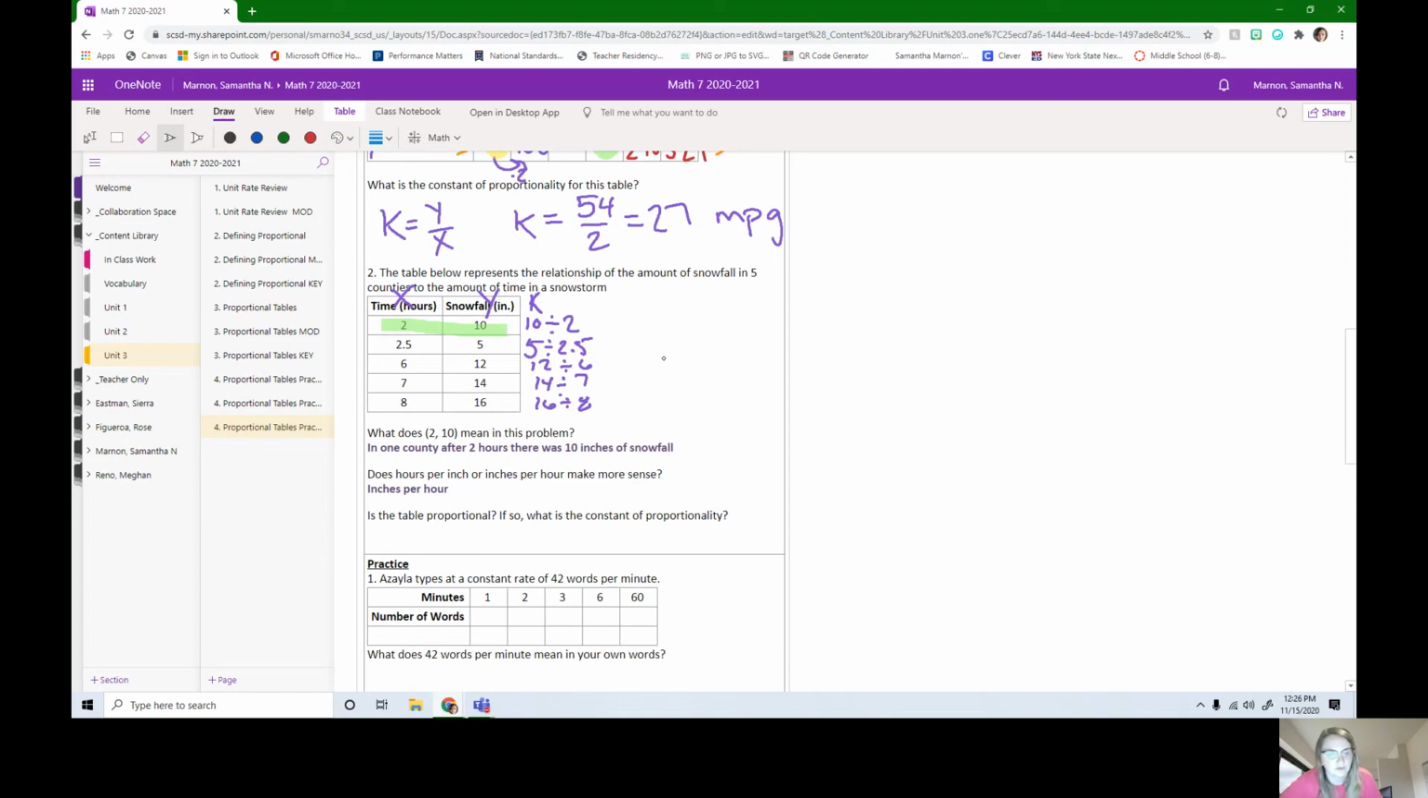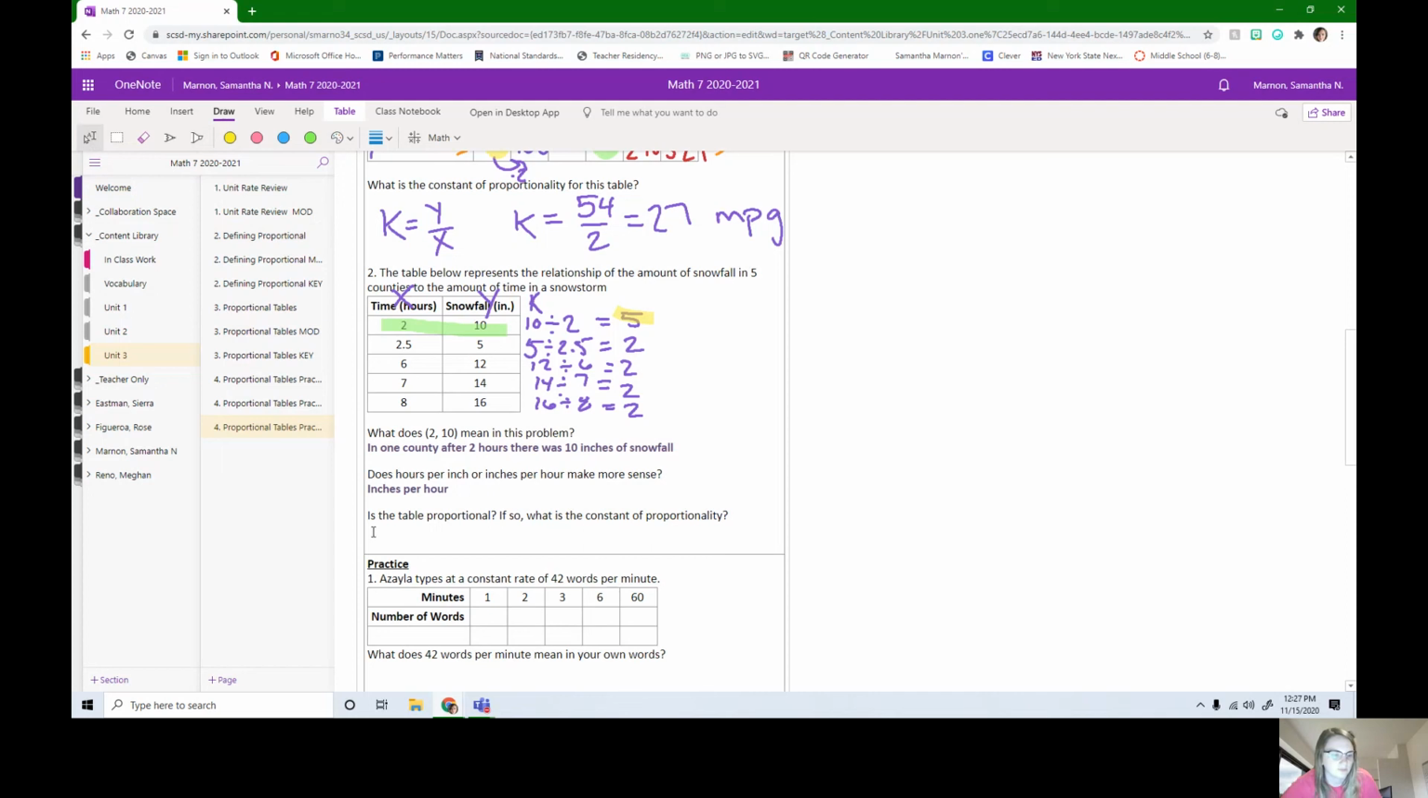So if you do these on a calculator or in your head, we get 10 divided by 2 is 5. 5 divided by 2.5 is 2. 12 divided by 6 is 2. 14 divided by 7 is 2. 16 divided by 8 is 2. So already I'm seeing that we do not have a constant unit rate. We got a 5 and then the rest are all 2s.